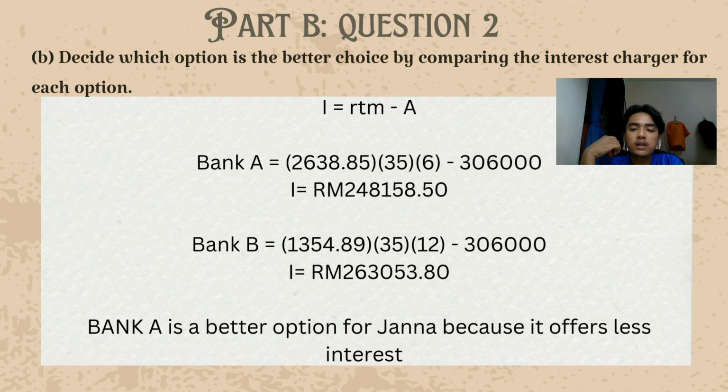Same goes for bank B. Bank B equals 1,354.89 cents times 35 times 12 and minus 306,000, and then we get the interest for bank B is RM 263,053.80 cents. So the answer for question B is bank A. Why? Because bank A is a better option for Jana because it offers less interest.